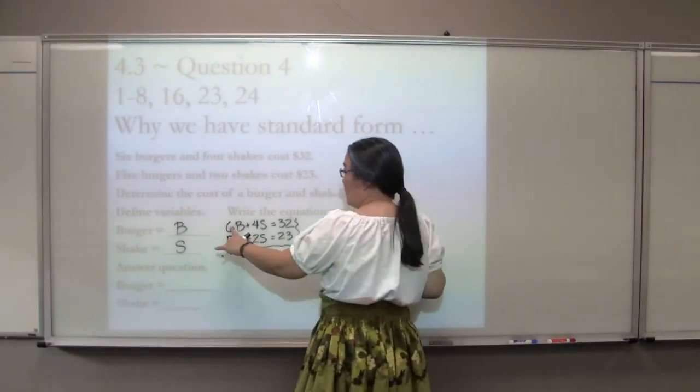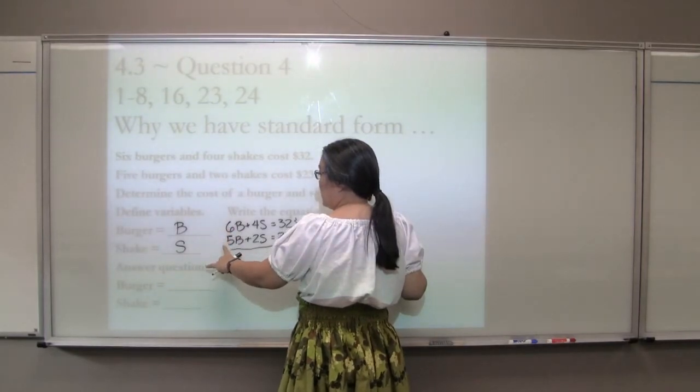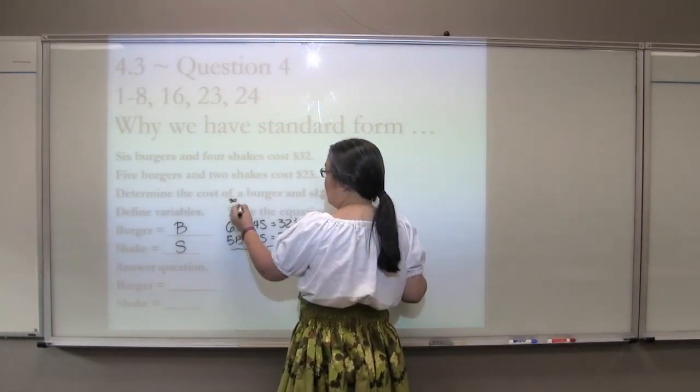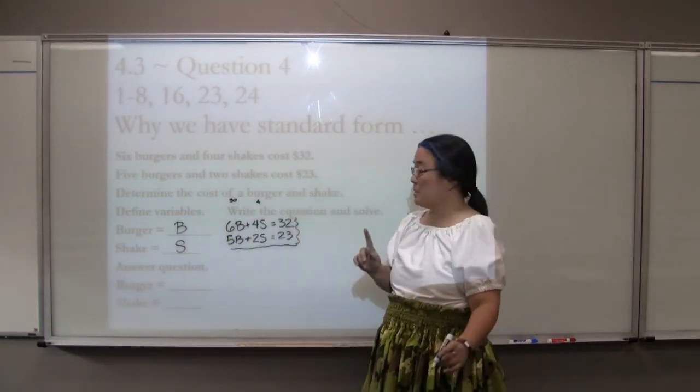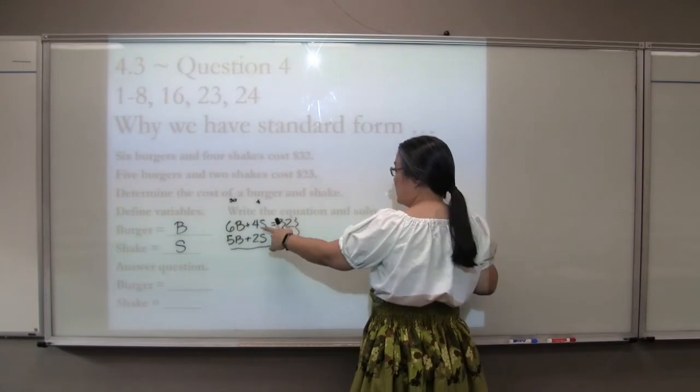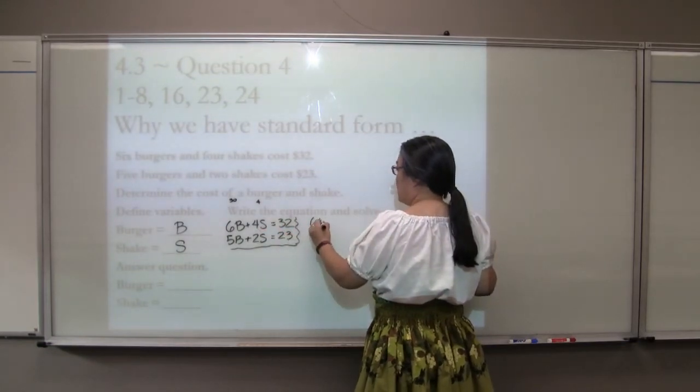So we need to get rid of one of the variables. 6 and 5 meet up at 30. 4 and 2 meet up at 4. I don't know about you, but I'd like them to both be 4. That is a much smaller number. So nothing's going to happen to this one. It already has a 4.